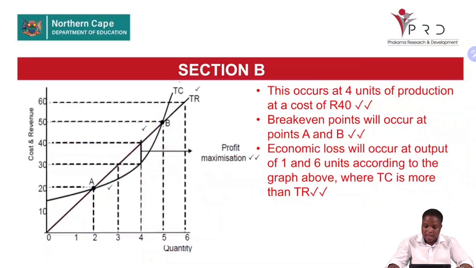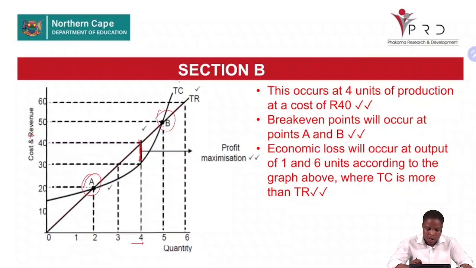Right, this occurs at 4 units of production at the cost of 40 rand. So when you look at 4 and the cost of 40 rand, that is the widest distance that is highlighted there. That is your profit maximization. The break-even point will occur at A and B. This we call a break-even point where there's normal profit.